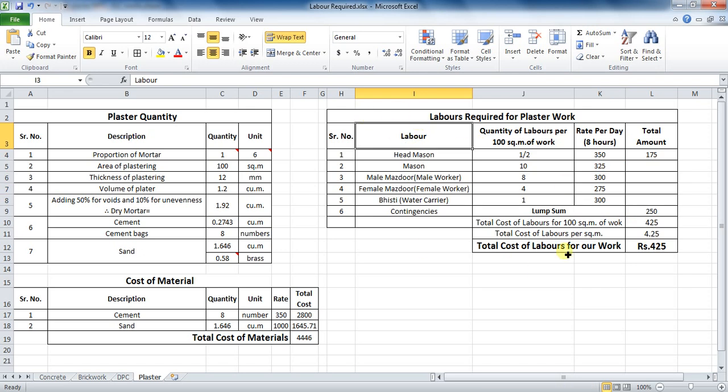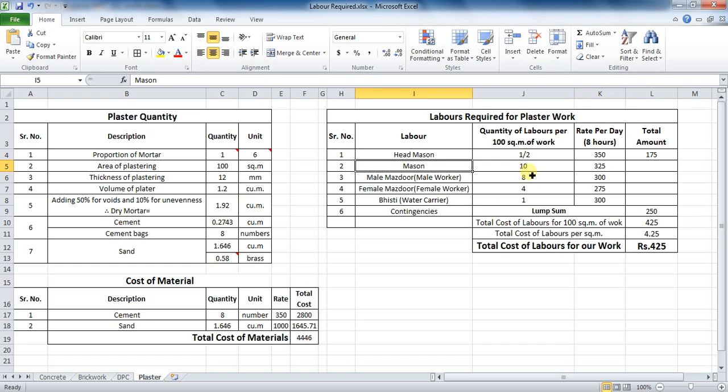First, prepare a table like this. Serial number, labor, quantity of labors per 100 square meter of work, rate of labors per day, which is for 8 hours, and at last, total amount. The head mason required for plaster work is only for half day. Therefore, the value is 1 by 2, whose rate is 350 rupees per day.